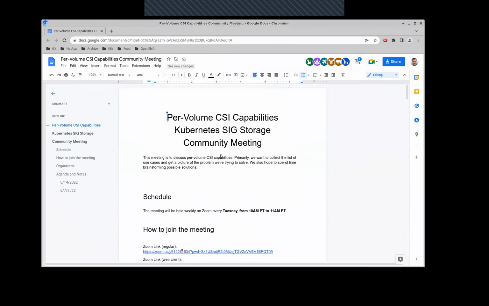All right. Hello, welcome. This is the Kubernetes SIG storage community meeting about per volume CSI capabilities. As we agreed last week, this is now a weekly meeting. And we're going to keep doing weekly meetings, I guess, until we get things sorted out to the point where we can agree.